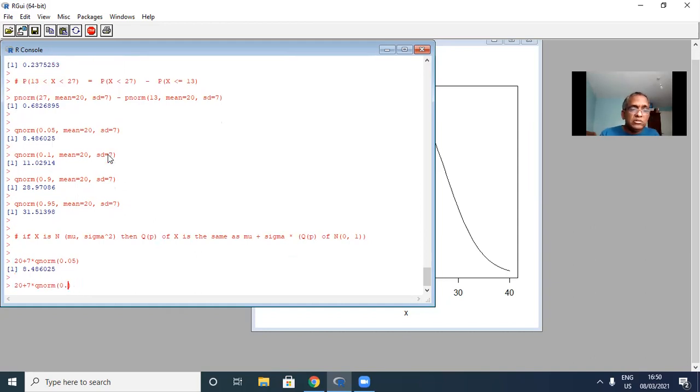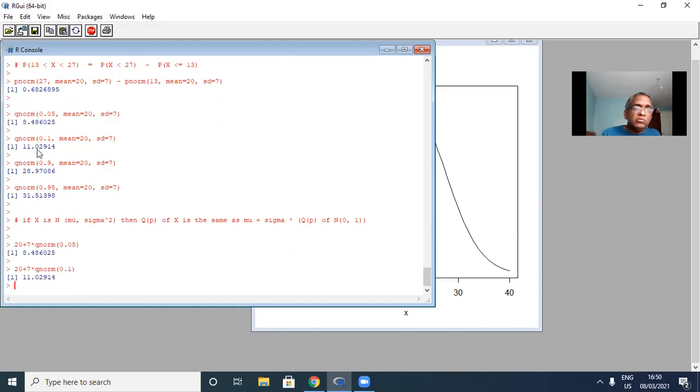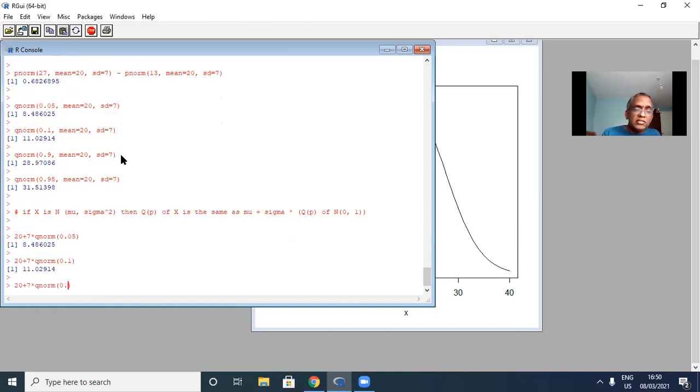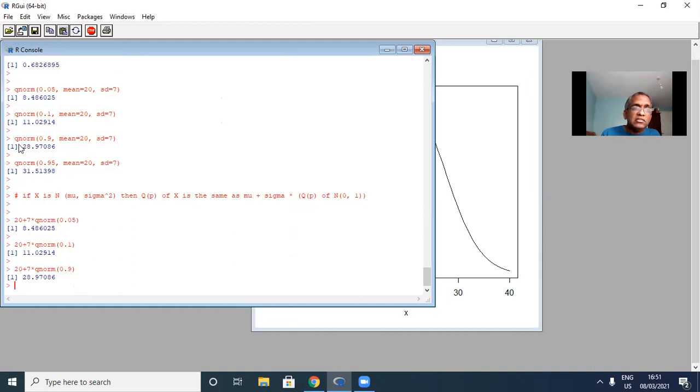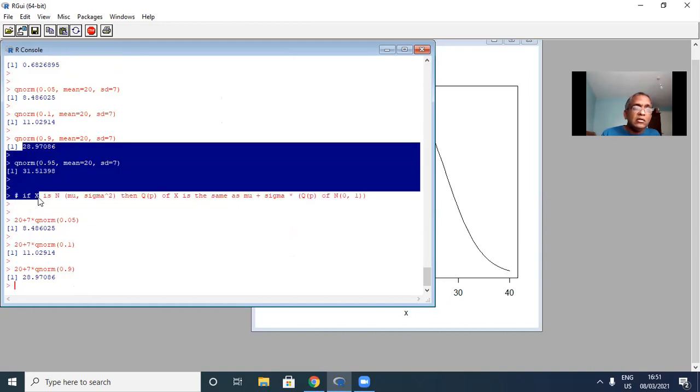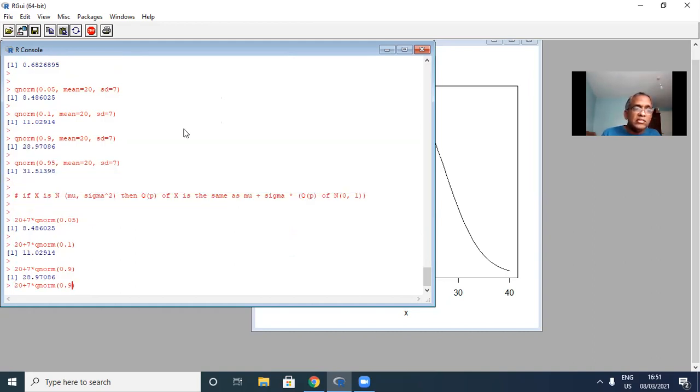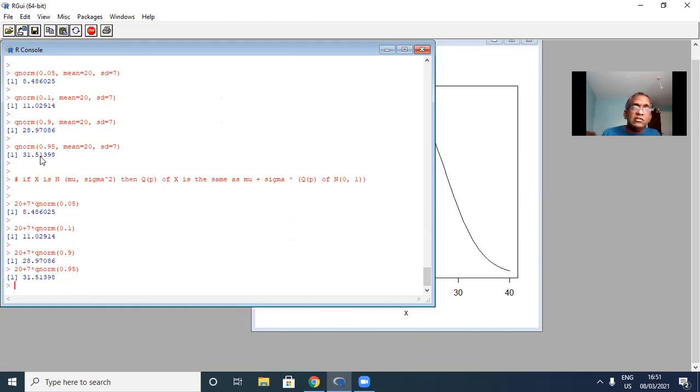Now, if I change this to 0.1, it's the same as what I got here. If I change this to 0.9, it's the same as what I got here, right? And finally, if I change this to 0.95, it's the same as what I got here. So you see, both approaches give you the same answer.